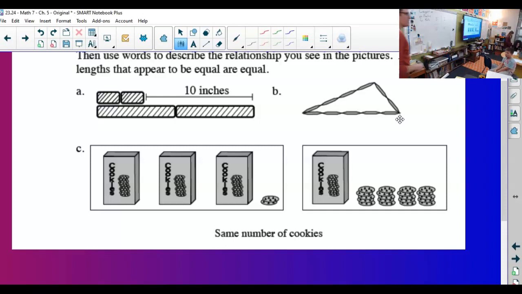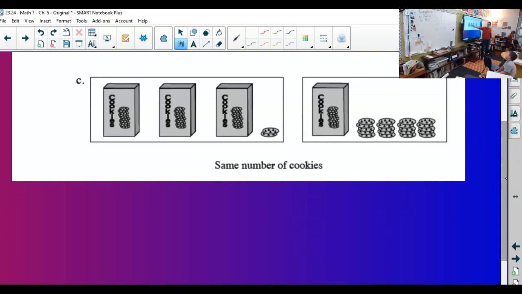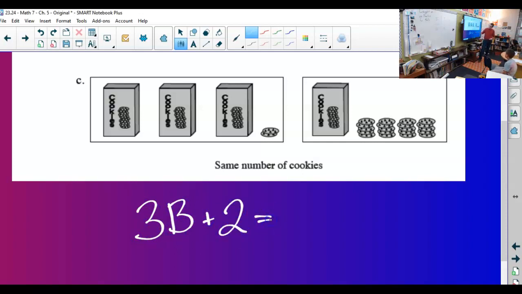Real quick, before we move on to that, let's talk cookies. Anyone figure this out? No. Because we're practicing writing expressions and equations, how could we talk about what's in the left rectangle? How many boxes? Three boxes. And two extra cookies. We say that that is equal to, Jane, what's in the right rectangle?